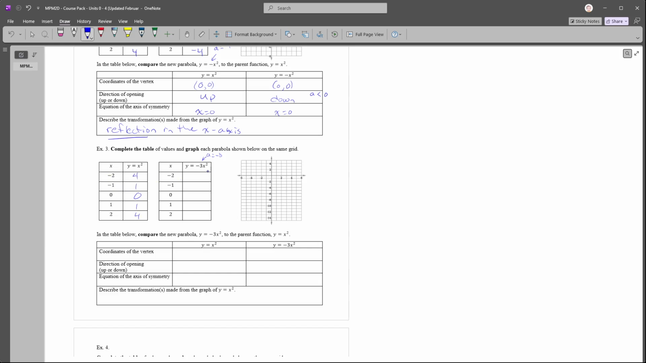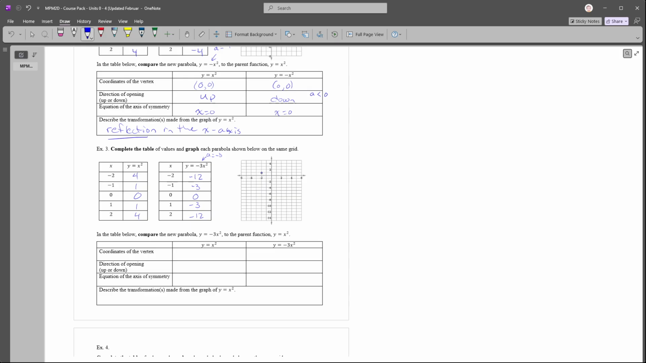So if we substitute those values in, -2 squared, that's 4. 4 times -3, that's -12. -1 squared is 1. 1 times -3 is -3. 0 squared is 0 times -3 is going to give us 0. 1 squared is 1 times -3 is going to give us -3. And again, -12 down here. So let's graph it again.